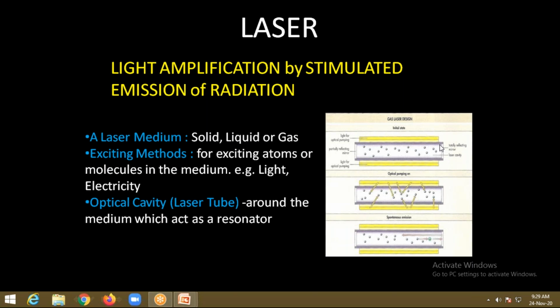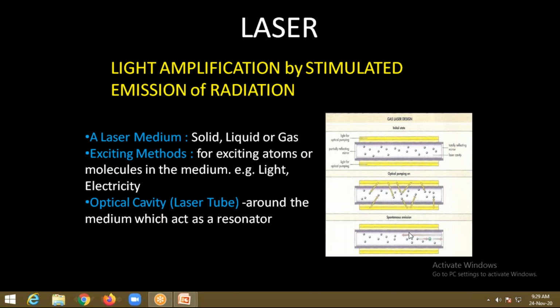So what is the initial stage? If you fill this cavity with gas, it has a few electrons or atoms. There is a partially reflecting mirror and a total reflecting mirror. When you pass light through either electrical stimulation or any other method, when you pump light, these electrons get excited. When optical pumping is on, these electrons, from their normal position, get excited.